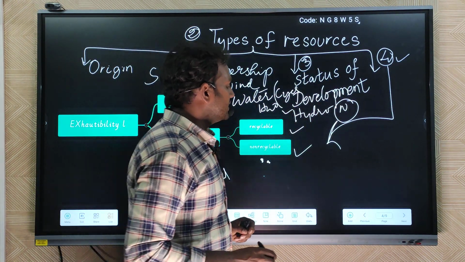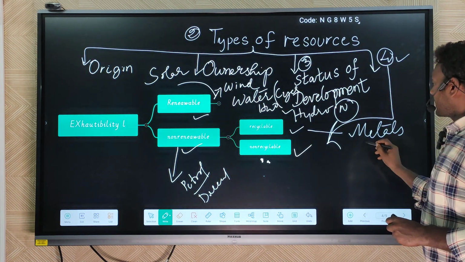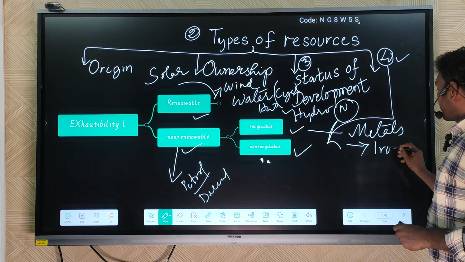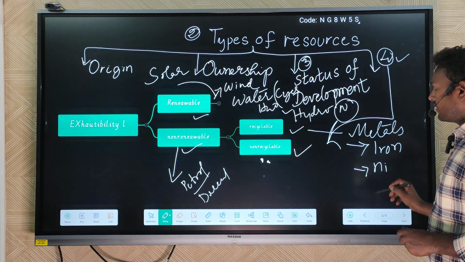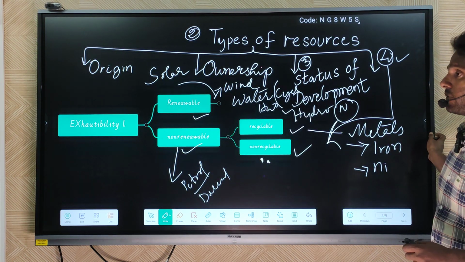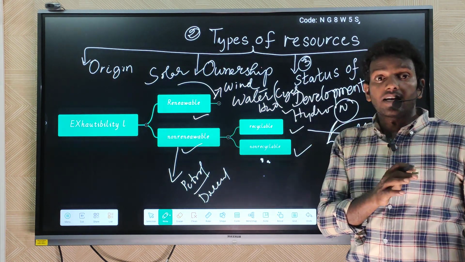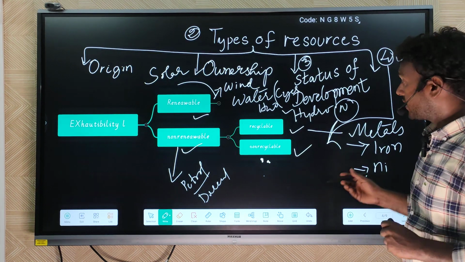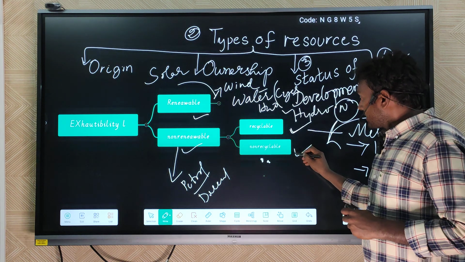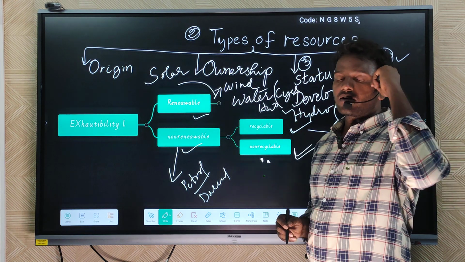For example, see, some metals are there. What are the metals? There are so many metals, you can see them in the periodic table also. For example, iron, nickel. We can reuse them by recycling scrap iron. For example, we use iron for preparing chairs and tables and fans and all these things, but we can recycle it and reuse it. So metals come under recyclable resources. But some resources cannot be recycled. If you use them once, they are exhausted, and we cannot see them once again.